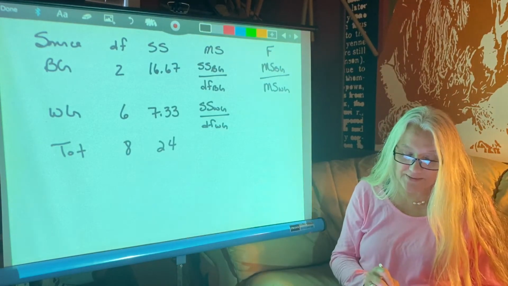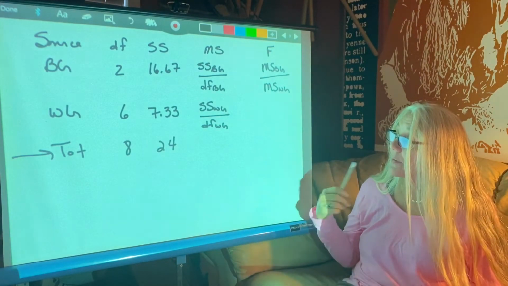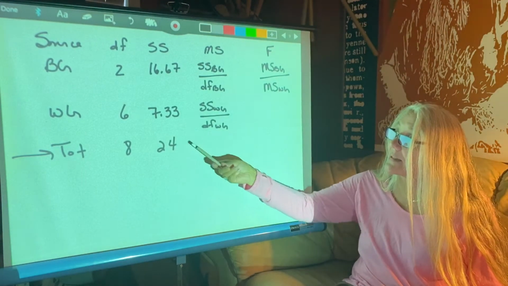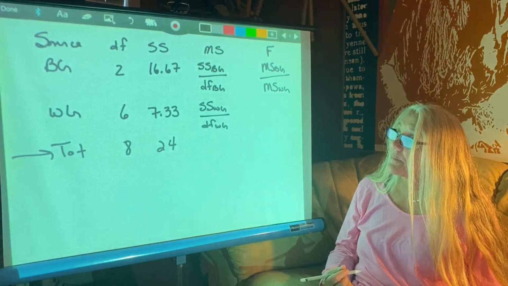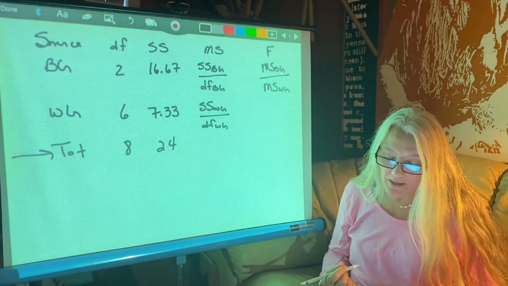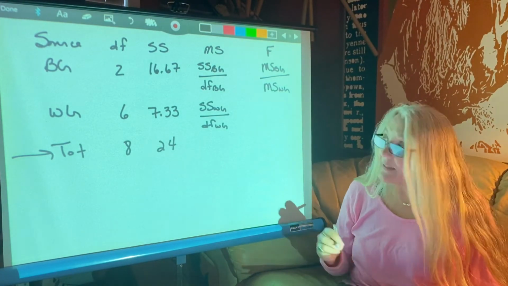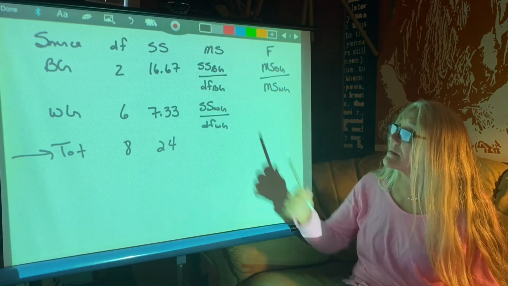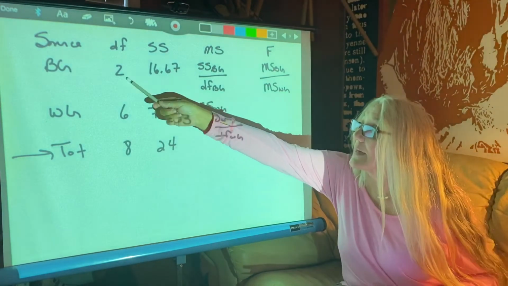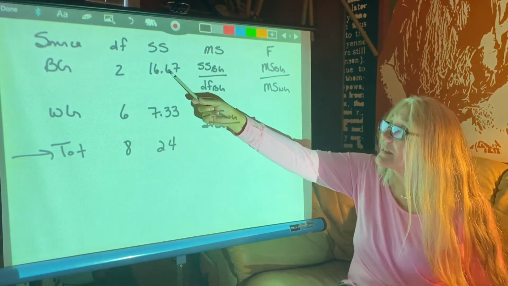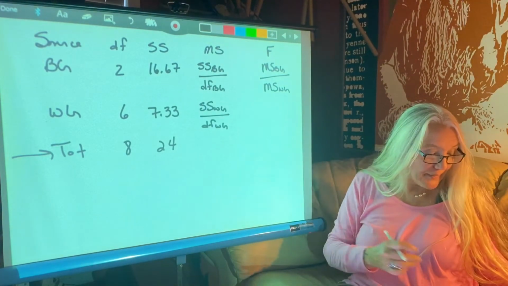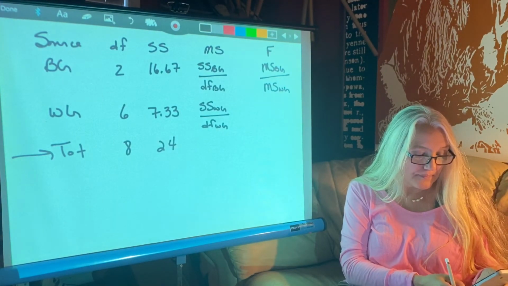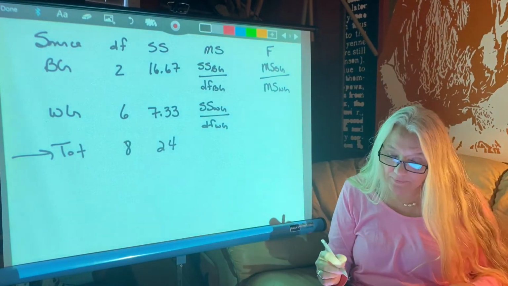So really we don't need this total anymore because we've already used it for what we needed it for, which was so that we don't have to compute something 3 times. We can just compute it 1 time and get the within group information by subtraction. But now we need to compute these mean squares. So the mean square between groups is the sum of squares between groups divided by the degrees of freedom between groups. So 16.67 divided by 2, I get 8.3.